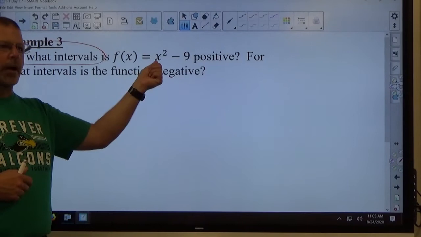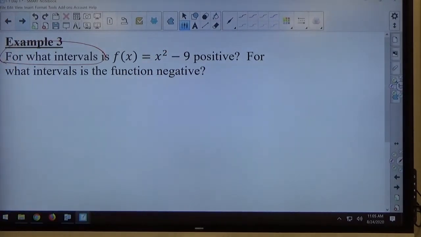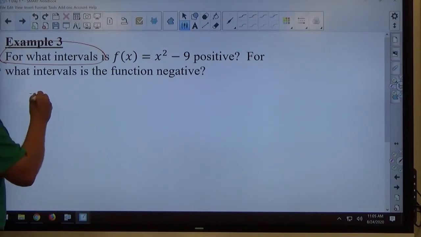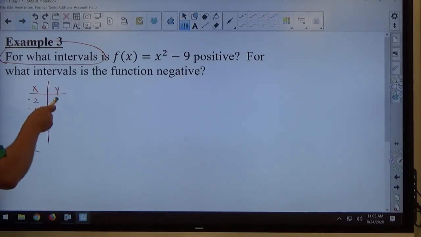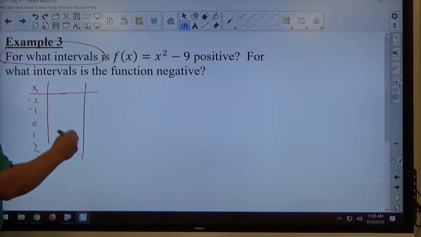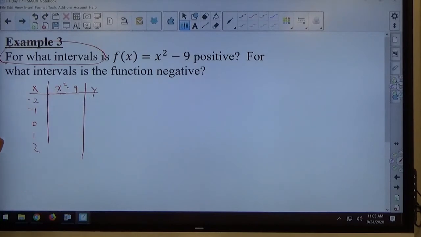X can be any number, right? I can square anything, I can subtract 9 from anything. It's got basically the same structure as the very first problem we saw today. So as I said with that, with all real numbers, I usually would pick -2, -1, 0, 1, and 2. And I'm evaluating x squared minus 9 to get y.